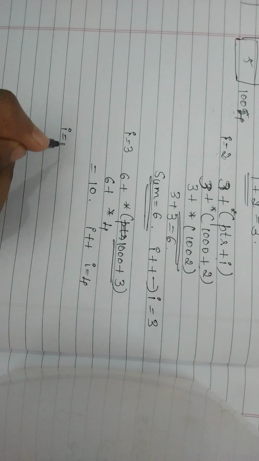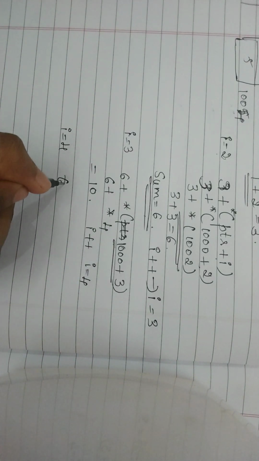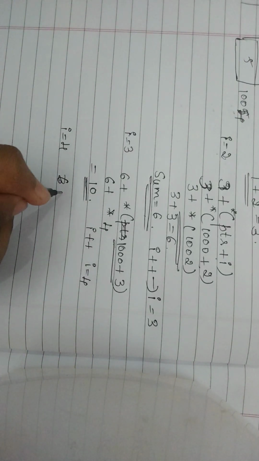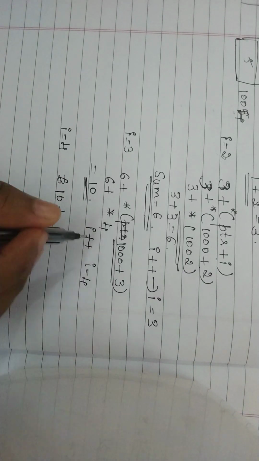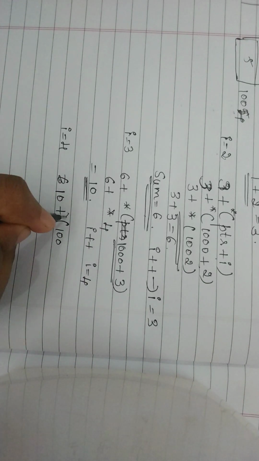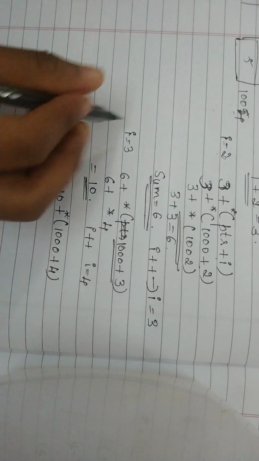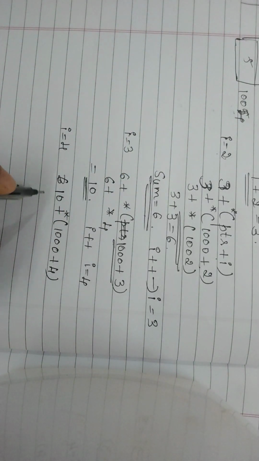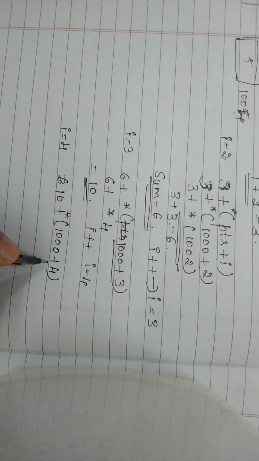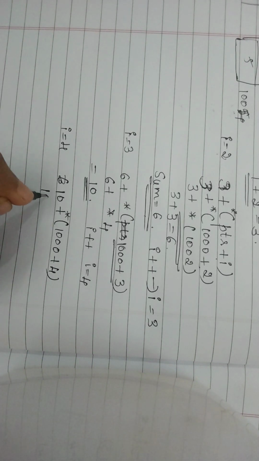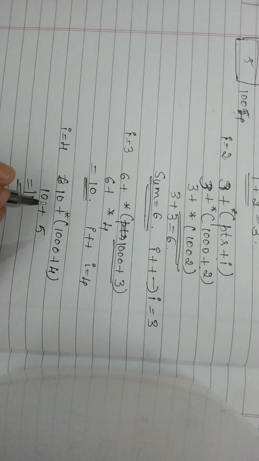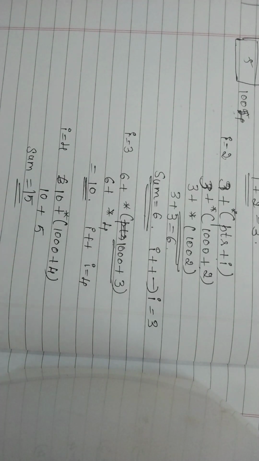So let's take I is equal to 4. Now sum is 10. 10 plus 1000, PTR is 1000 and I is 4. In the place of 1004 we have 5. 10 plus 5 is 15. Now we got the value of sum. Sum is equal to 15.